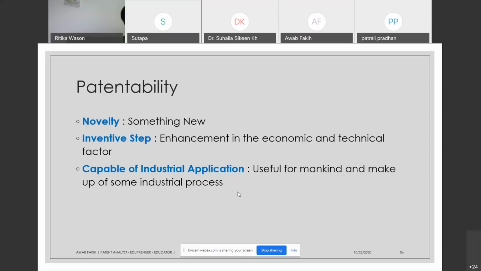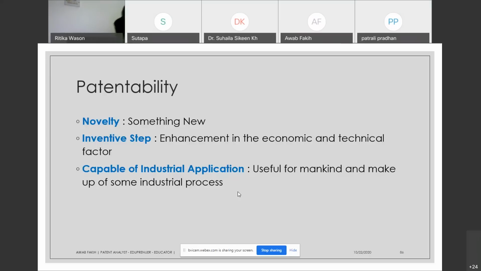And suppose you are making a completely new product, that is excellent, that is way beyond. But even if you cannot, if you make sure the application is new, you satisfy this criterion, my dear friend. Let's go for the next one.